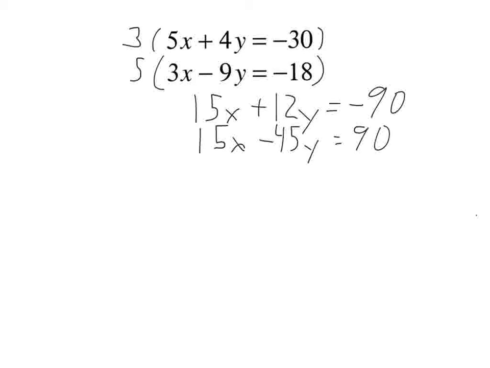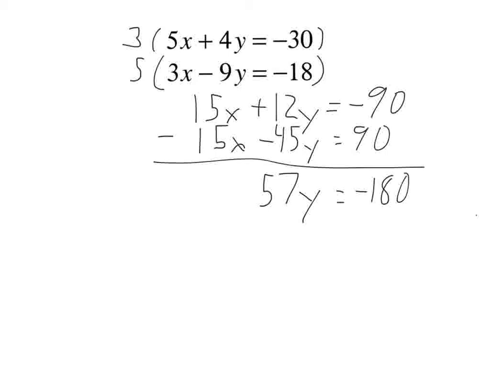And now I can work this. Now this time notice that my x's are both positive 15, so rather than adding these two things, I'm going to subtract them. It works the same way. 15 minus 15 is 0x. My x's are gone. So 12 minus negative 45 is going to give me a positive 57y. And negative 90 minus 90 is going to be negative 180.